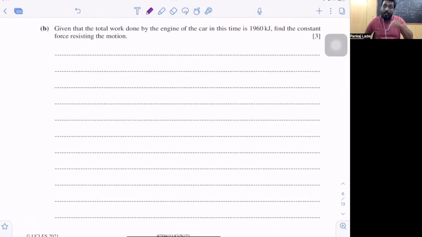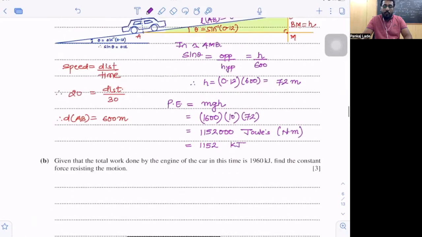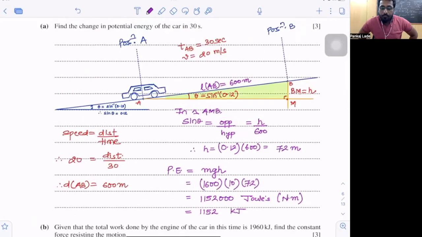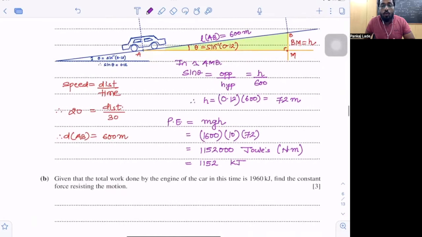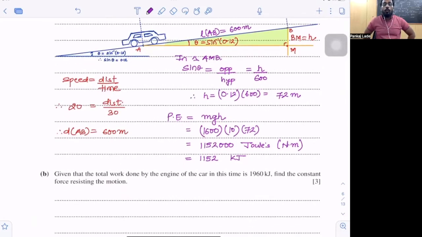So it is doing some work, right? And how much is the work done by that engine? The work done in this duration, how much duration? The duration was 30 seconds, right? The distance covered is 600 meters. So to cover this 600 meters, the engine of the car has to do a work of 1960 kilojoules. Now find the constant force resisting the motion.